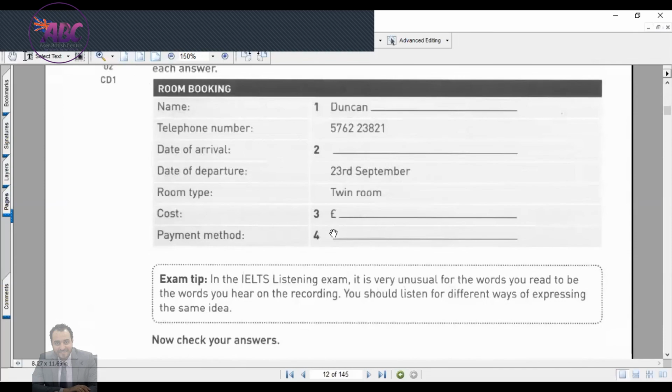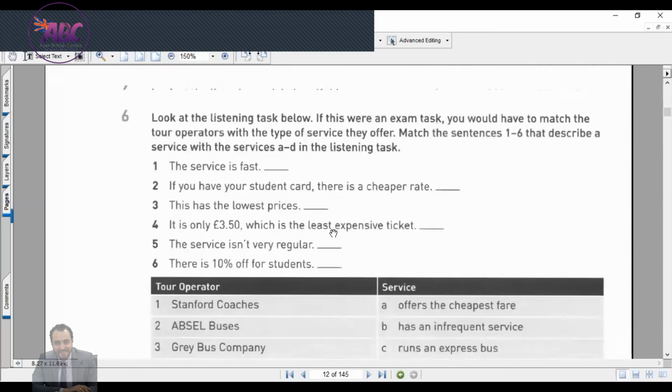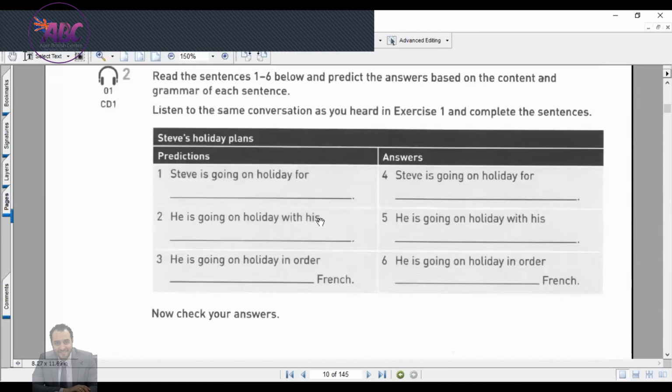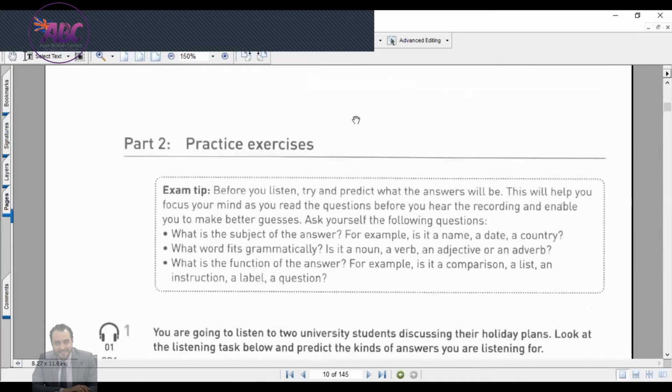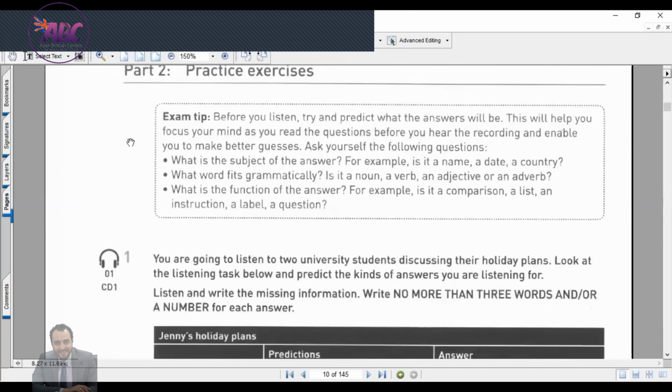On the second point, let's move on to part 2. This is part 2, practice exercises. In this part, you will be given exercises on question types and test-taking strategies, which is the exam tip. For example, this tip here tells you before you listen, try to predict the answer, as I told you. Try to predict the answer, of course, during the 30 seconds that you've got during the listening test.